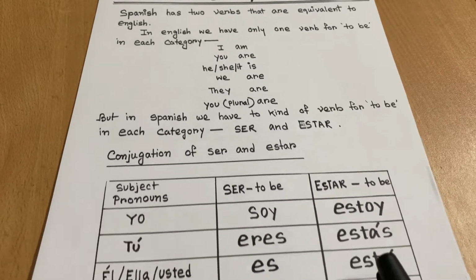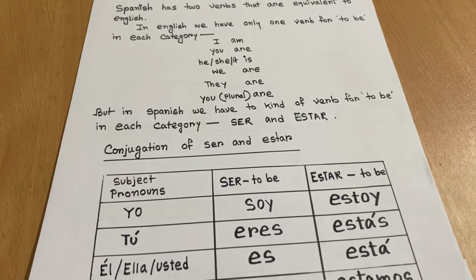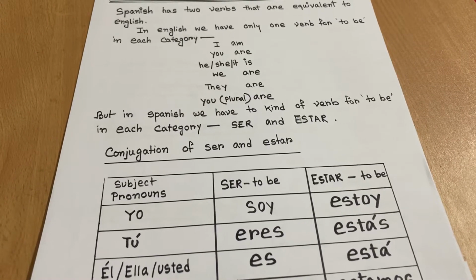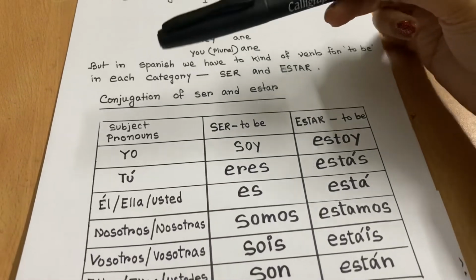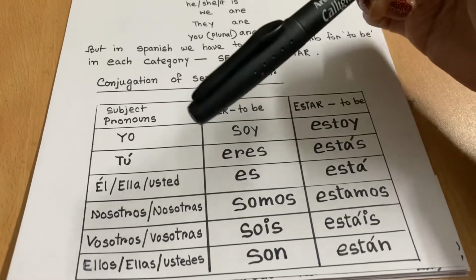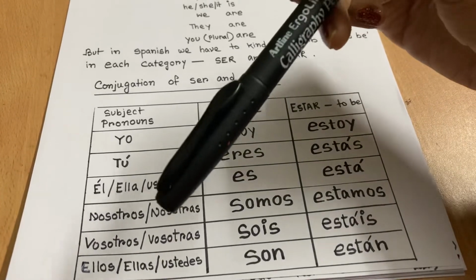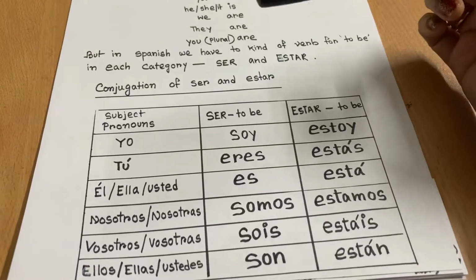So, here first we have to know the conjugation of these verbs. These are your subject pronouns: yo, tú, él, ella, usted, nosotros, nosotras, vosotros, vosotras, ellos, ellas, ustedes. Now the conjugation, you have to remember each verb.